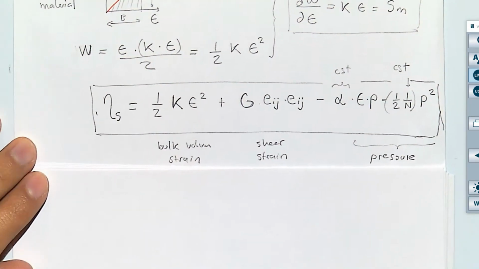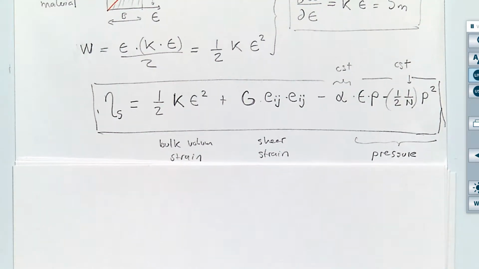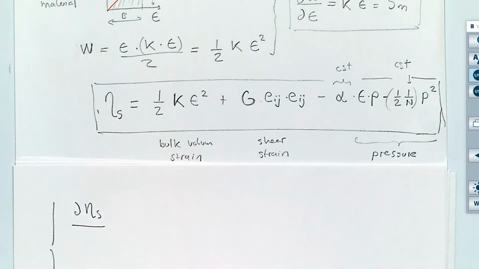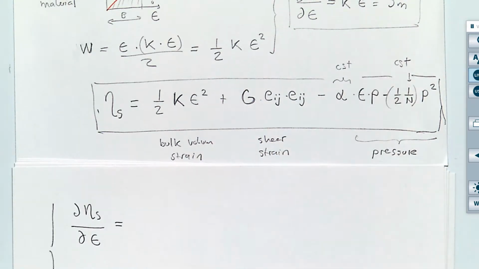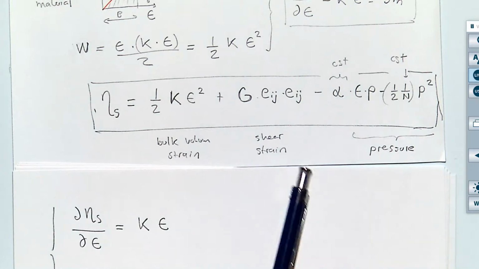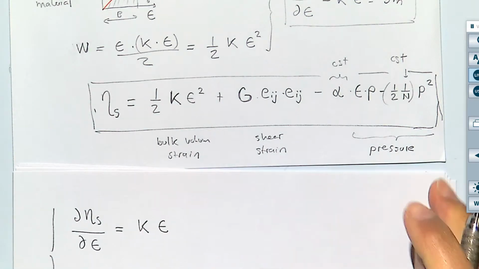All right, so let's see if this works, so I don't have to write this equation again. Okay, then let's start with the first one. We'll take the derivative of that energy function with respect to the volumetric strain, and similarly to the previous case that we did over here, we have volumetric strain over there, so this is going to be K times volumetric strain.